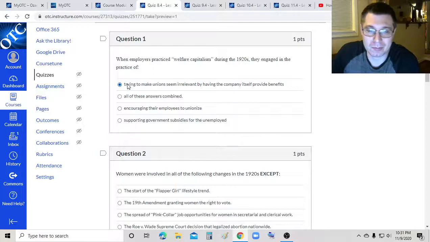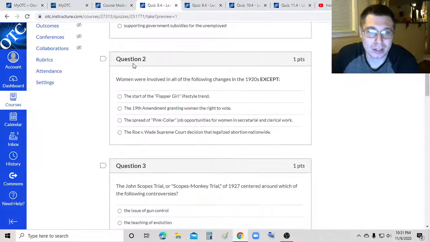And American companies were able to a greater extent than before to afford these programs because the U.S. was so prosperous in the 1920s. We had the war loans from World War I getting paid back with interest. So that was very helpful and made these company benefits possible for companies to do this and still turn a good profit. Let's see, question 2.